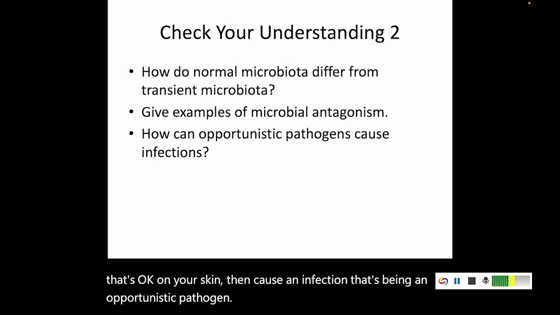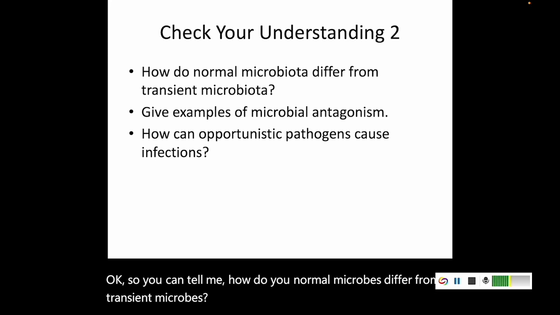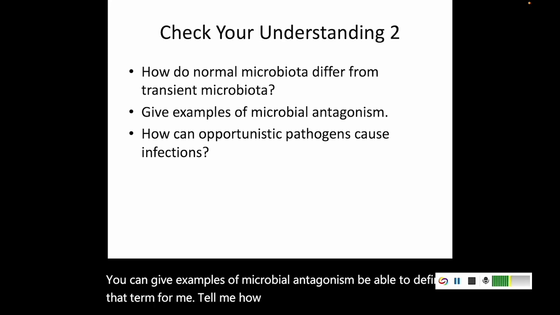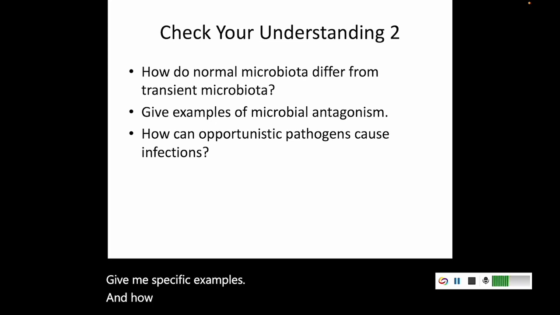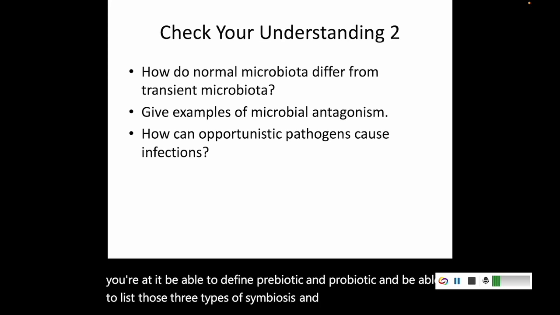Okay, so you can tell me how normal microbes differ from transient microbes. You can give examples of microbial antagonism, be able to define that term for me, tell me how microbial antagonism is beneficial, give me specific examples. And how can opportunistic pathogens cause infections? While you're at it, be able to define prebiotic and probiotic and be able to list those three types of symbiosis and discuss each type of symbiosis.